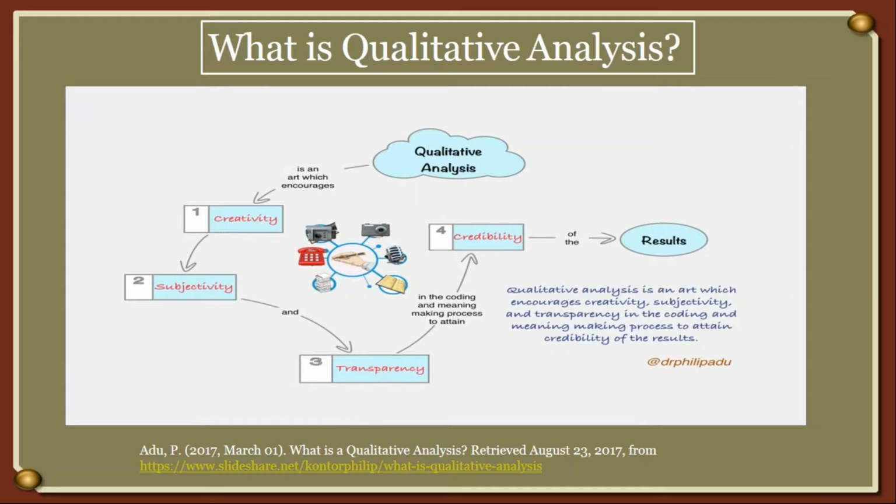How do you make sure that everything is credible? You have to show how you arrive at your findings step by step. You tell them the action that you took in the process and then the outcome of each of the actions. So this is what qualitative analysis is all about. Any question? I think if not, I can go ahead.